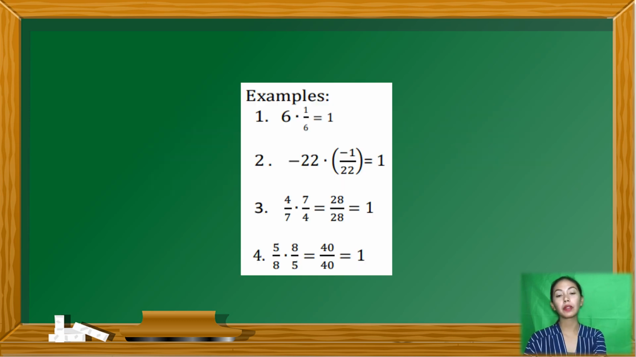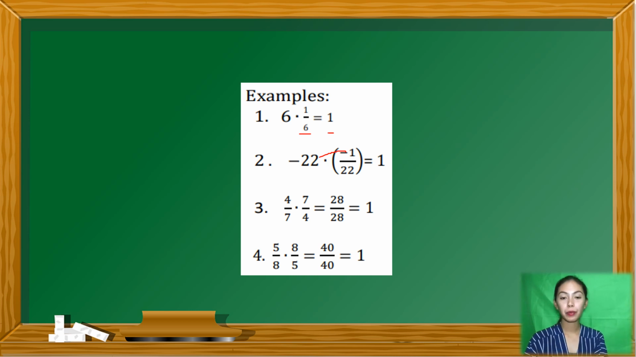Let's have this example. Number 1. 6 times its multiplicative inverse, which is 1 over 6, is equal to 1. Why? Because if we multiply 6 times 1 over 6, we get 6 over 6, which is 1. Okay, number 2, negative 22 times negative 1 over 22. So negative 22 times negative 1 is equal to positive 22. And this will become positive 22 divided by 22, which is 1.